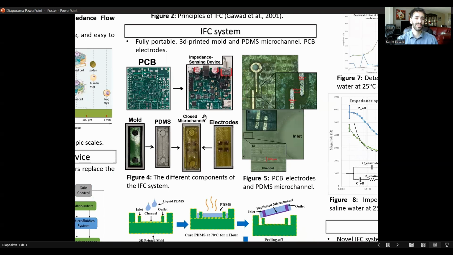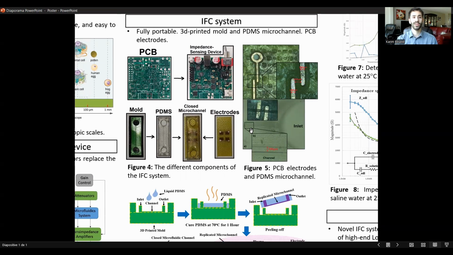The microfluidic device itself is made of 2 parts: electrodes on PCB and a PDMS microchannel. This PDMS microchannel is made from a 3D printed mold. So all in all, this whole device is really cost effective. It doesn't cost much, while giving adequate results, as you will see later on. We can see here an overview of the electrodes themselves, which are 200 micron wide and spaced 250 micron apart.